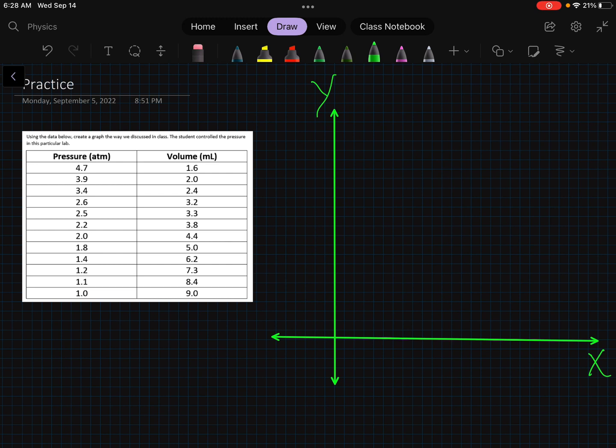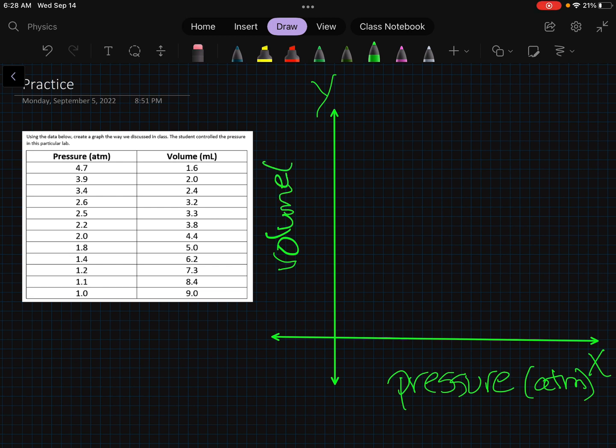So we will label the x-axis with pressure. And behind pressure, in parentheses, is the unit. So that goes in parentheses behind pressure. That means volume is the dependent variable. So we label the y-axis with volume in milliliters. Sorry, my handwriting's horrible on the iPad.